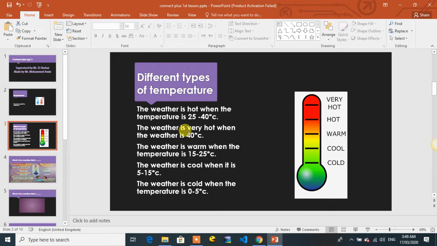As for the 40 Celsius, it's a very hot weather. The weather is very hot, and of course it will be the summer. It will not happen in winter, it will not happen in autumn, it will not happen in the other season, which is I think spring, of course. So this will only happen when it's summer.